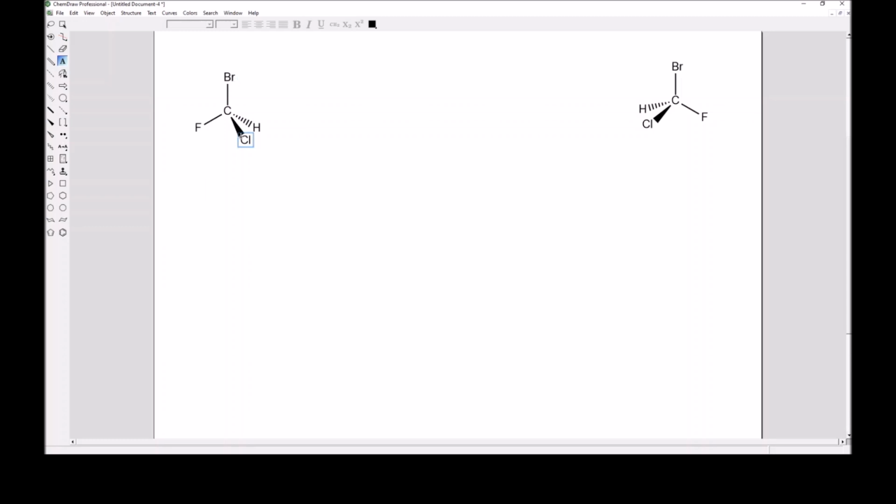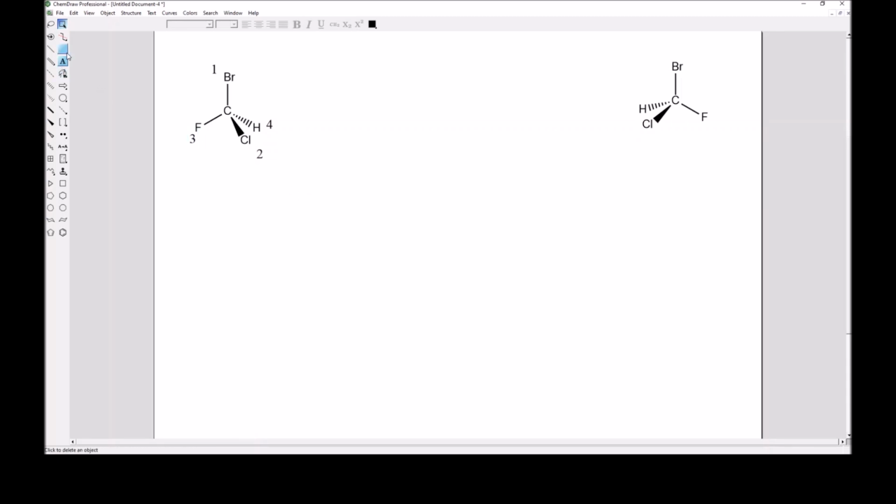Chlorine has 17 protons, and fluorine has 9 protons. So because bromine has the most protons, it ends up being the highest priority thing coming off the carbon. And this has to do with just this particular system of nomenclature, the Kahn-Ingold-Prelog rules. Of the remaining three substituents, chlorine is the second highest priority, and then fluorine is the third highest priority, and hydrogen has the lowest priority because it has only one proton. That's the atomic number. The atomic number is the lowest.